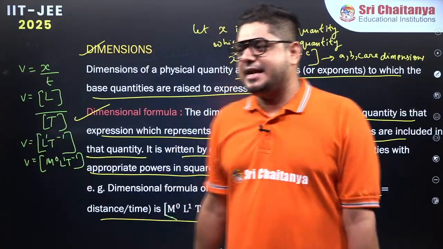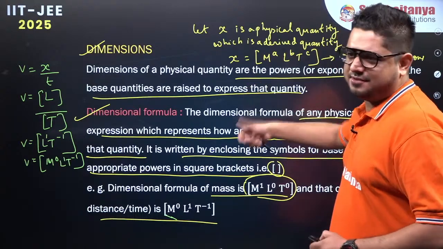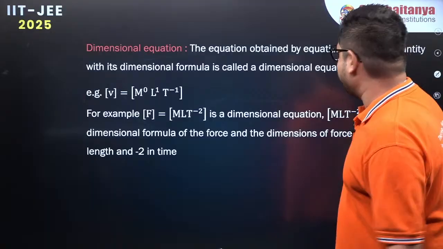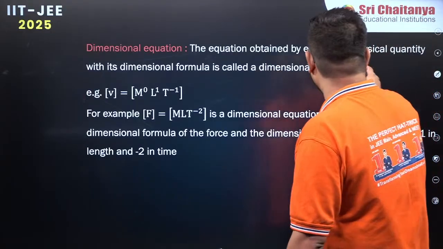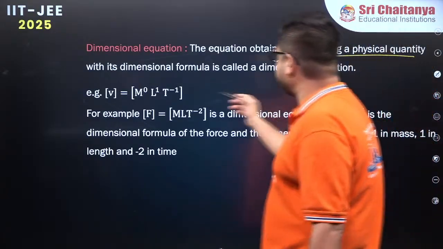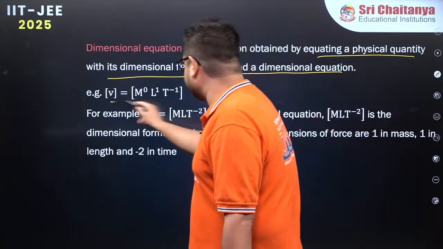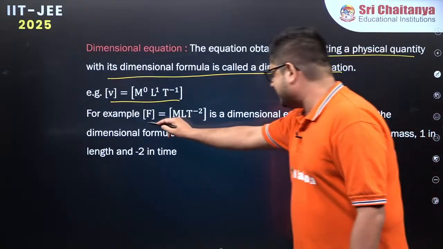Now comes the next context, the dimensional equation. I hope it's clear, everyone. If yes, give a thumbs up, hit the like button. Let's move to the dimensional equation. The equation obtained by equating a physical quantity with its dimensional formula is called a dimensional equation. For v, we have already discussed, this is how you write the dimensional equation. And for force, it is m L t to the power minus 2.